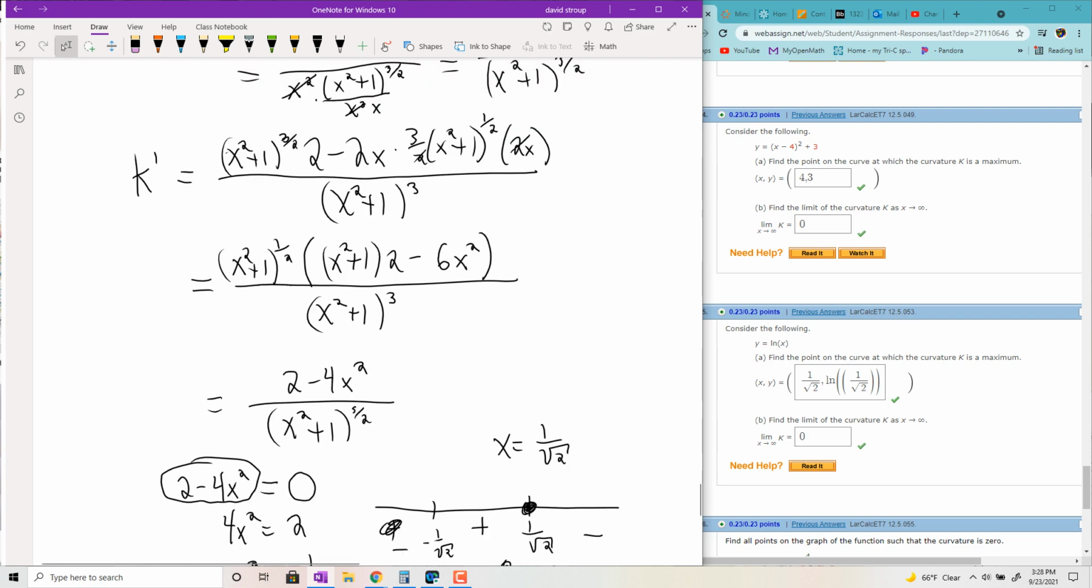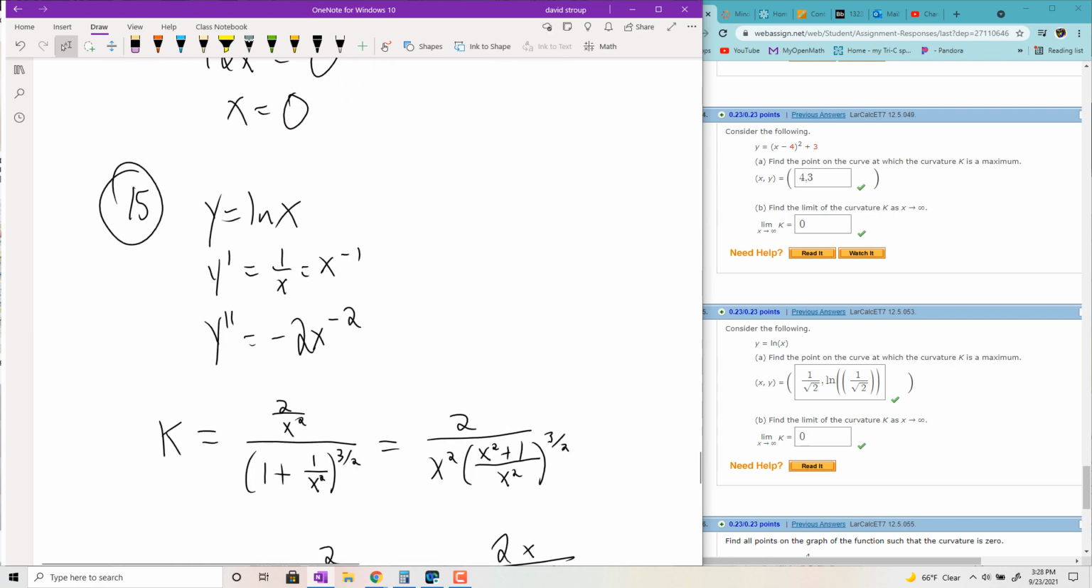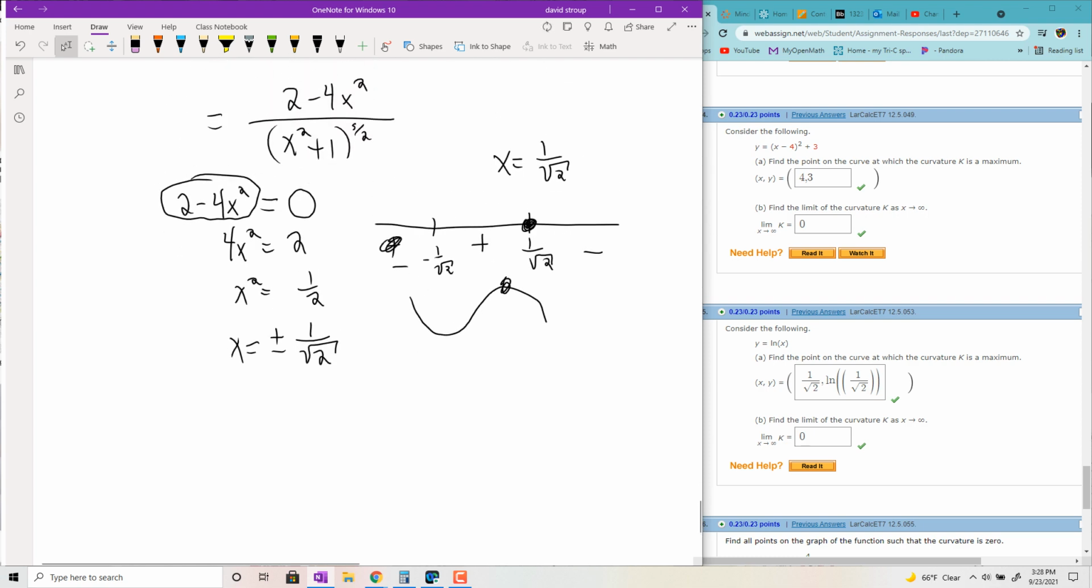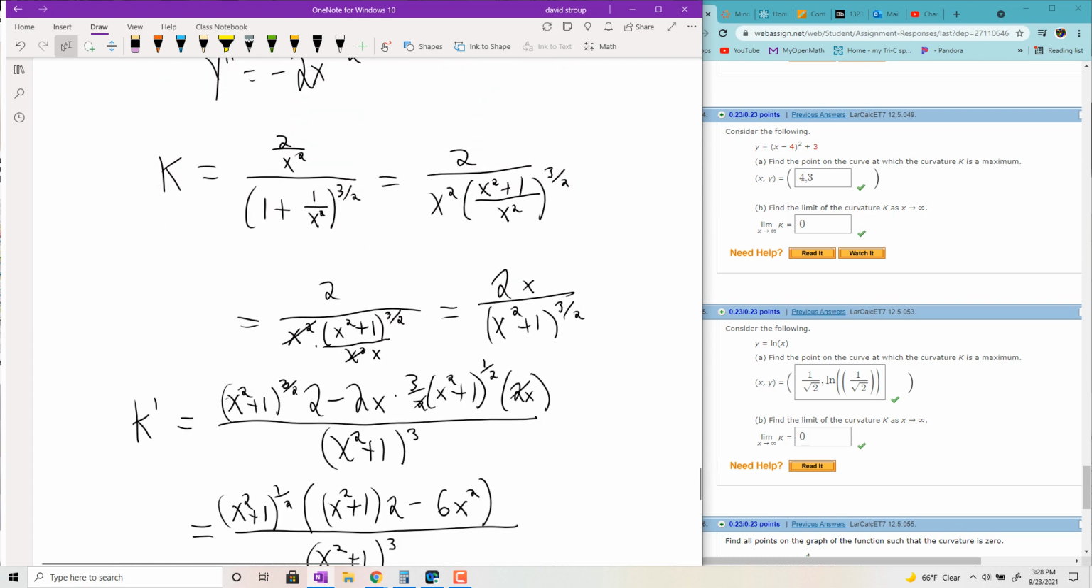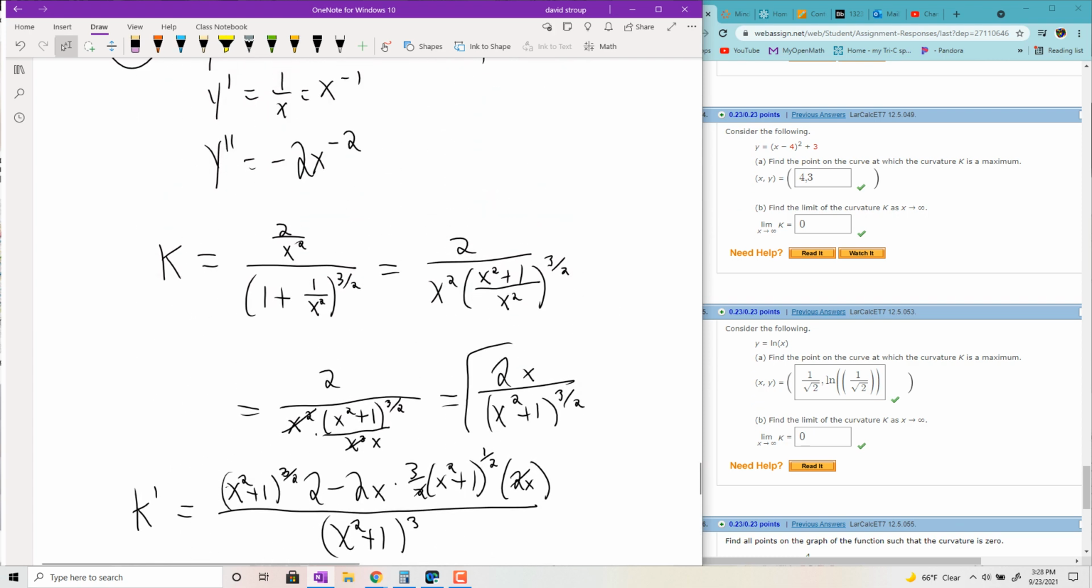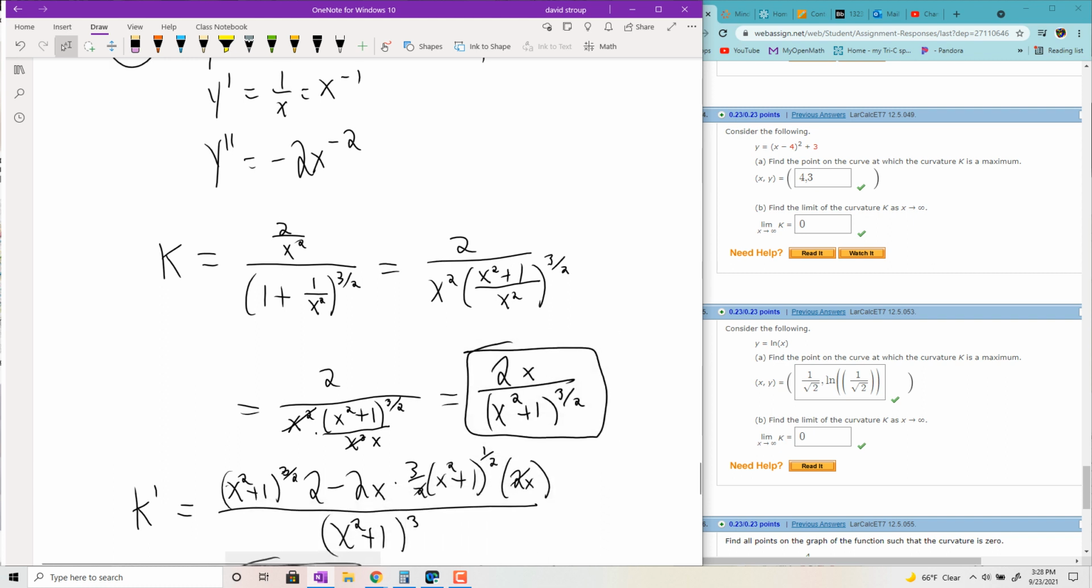So to get your coordinate, you just take 1 over root 2 and plop it into here. So that ordered pair would be 1 over root 2 comma ln of 1 over root 2. And you can see that's what I got as my answer. Then finally, they want to know the limit of the curvature as x goes to infinity. So you take your curvature function right here, and you take the limit as x goes to infinity. So let me borrow that and bring it down to the bottom so we can do this process.